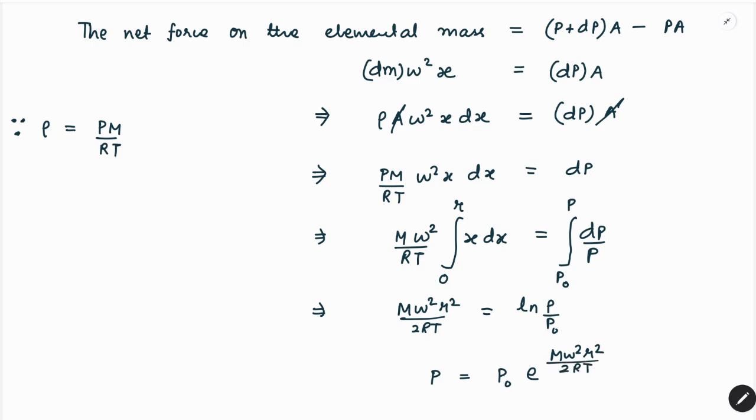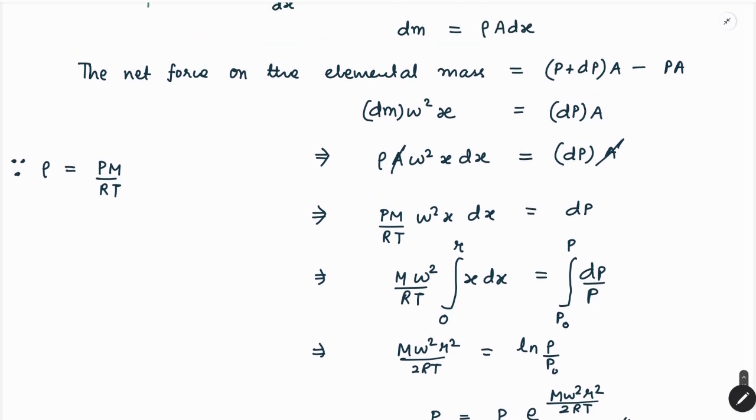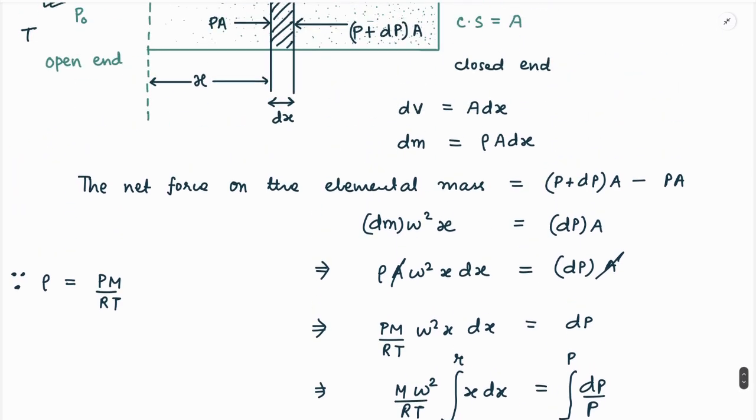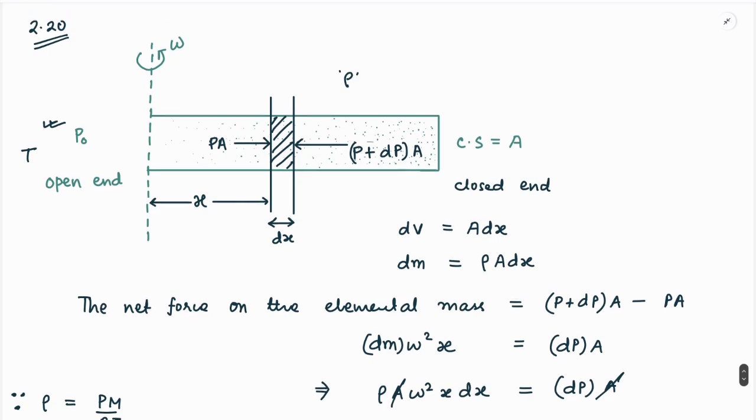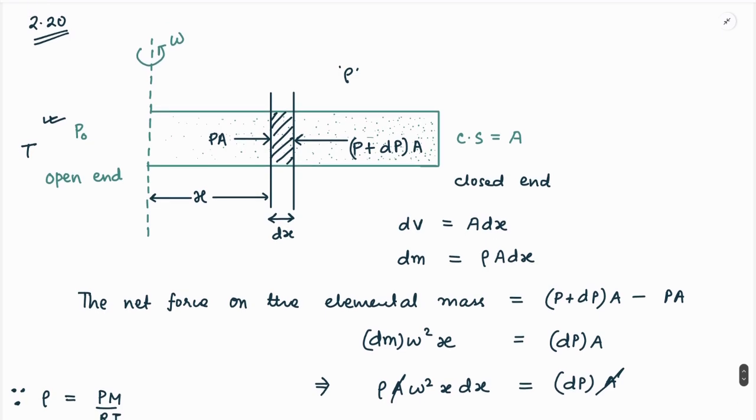So this is the final answer for this particular problem which we have. So we can say that the pressure is rising exponentially from the free end to the closed end. So this is how we solve the problem number 2.20.